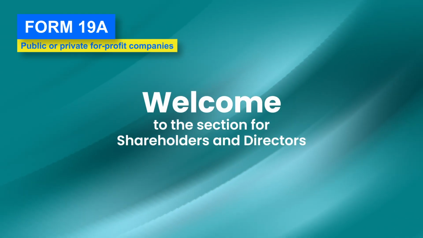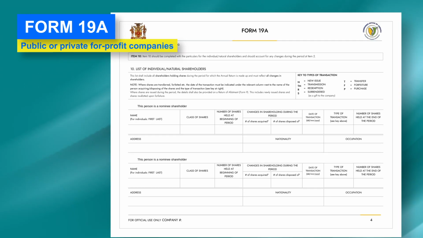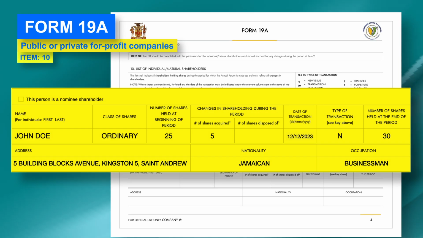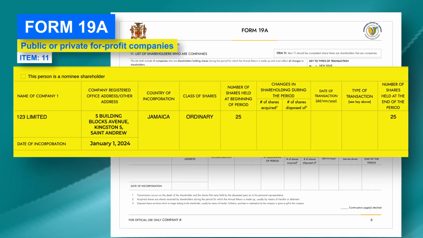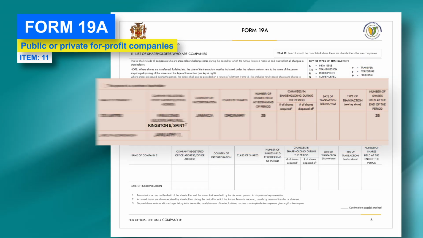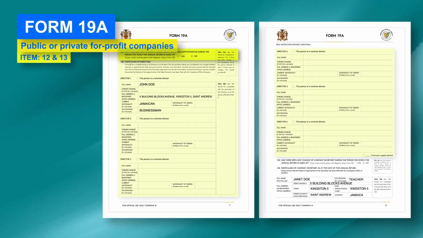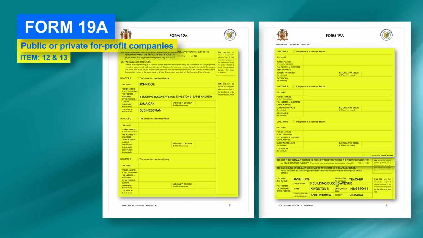Welcome to the section for shareholders and directors. Item 10 is to be completed with the particulars of your individual shareholders. For Item 11, list the shareholders that are companies. Please continue then to complete Items 12A, 12B, 13A, and 13B.